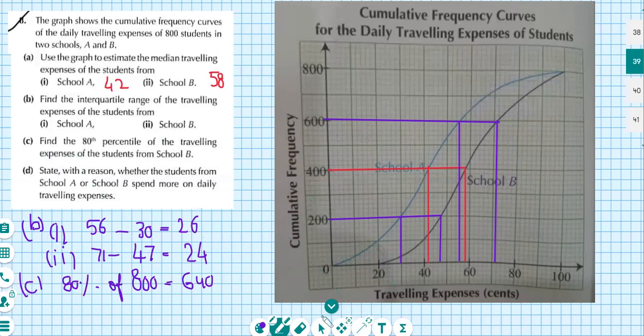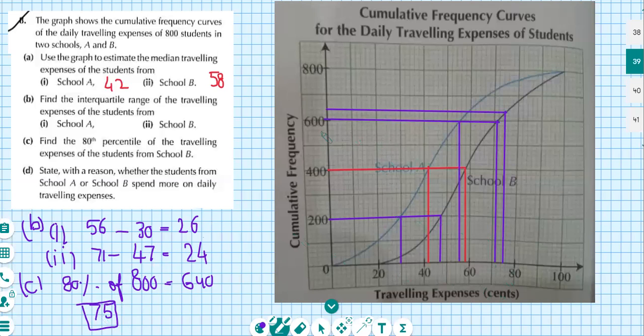So checking the traveling expenses at 640. This is 700. It means one small box represents 20. This is 640. So this will be 72, 74, and 75. So this is the answer of part C.